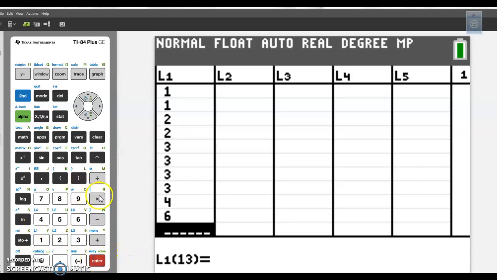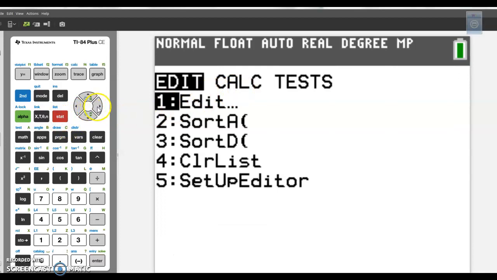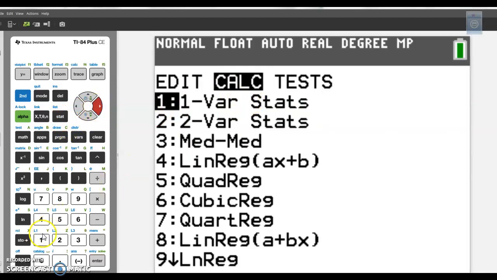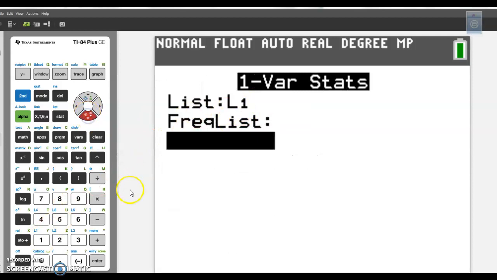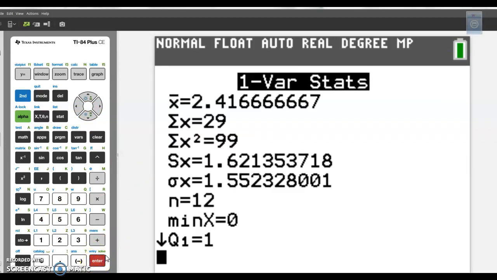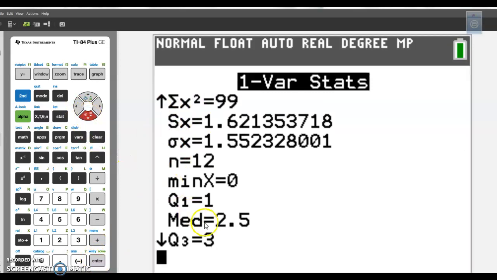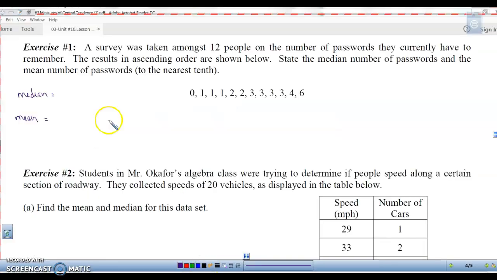Okay, all right, now to get the mean and the median, you have to go to one-variable statistics. So that's stat, go over to calc, number 1, one-variable statistics, and we're using list 1, so we want to go down here to calculate and press enter. All right, so if we look, we know where median is. We did median before. Median down here is 2.5. So we can immediately put down the median. The median is going to be 2.5.